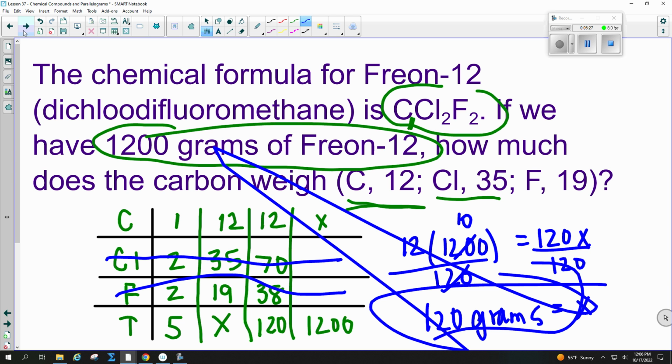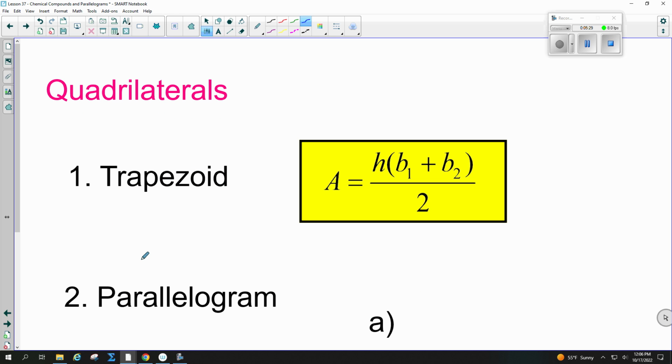Okay, a couple important things about quadrilaterals. First of all, the formula for a trapezoid, in case you forgot: area equals the height times base 1 plus base 2, all divided by 2. A trapezoid might look something like that. These are parallel, or they're supposed to be. They would have to give you a height, and then you'd have base 1 plus base 2, all divided by 2.